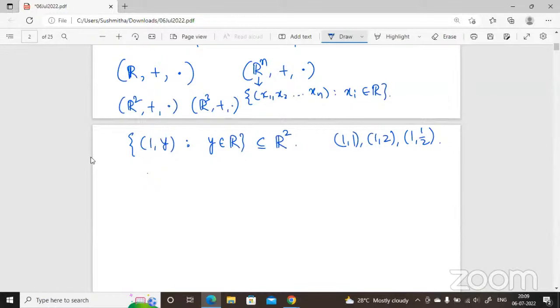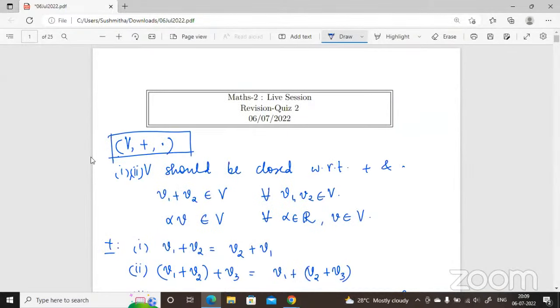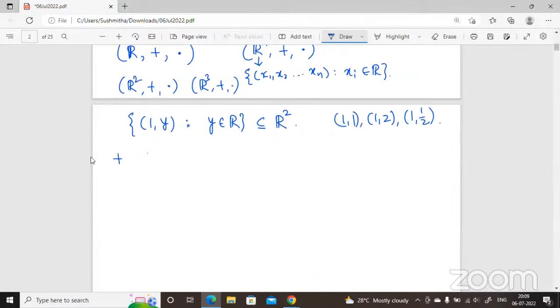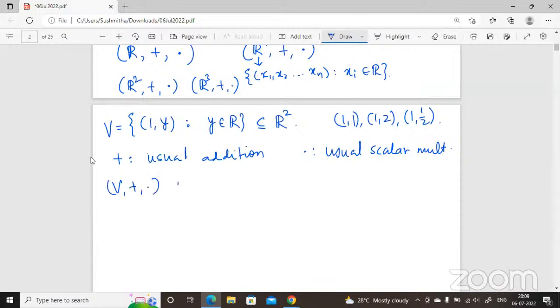Now I'm going to define this. I can talk about a set being a vector space or not based on the addition and scalar multiplication that is defined on it. Suppose I define addition to be the usual addition, and dot to be the usual scalar multiplication. So is this a vector space? Let's call this V. Is (V, +, ·) a vector space?